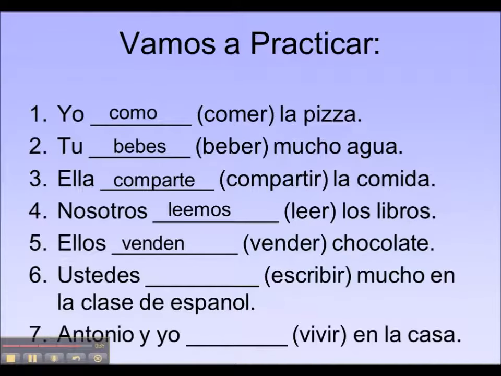To say y'all write a lot in Spanish class, we would say ustedes escriben mucho en la clase de español. And finally, to say Antonio and I live in the house, we would say Antonio y yo vivimos en la casa. Because there we have an IR verb conjugated in the nosotros form, so it's vivimos.